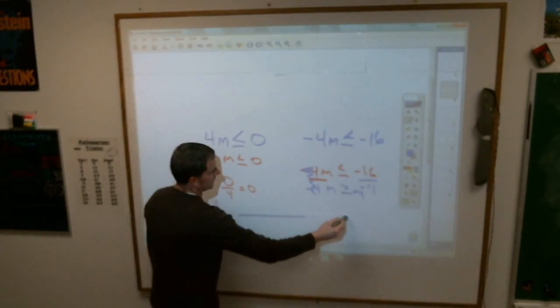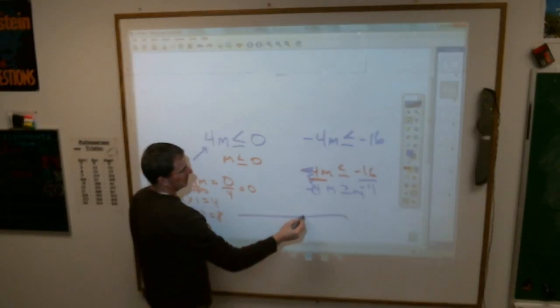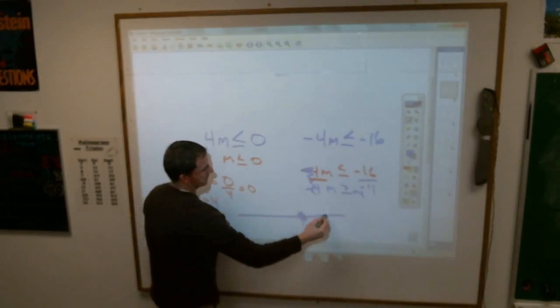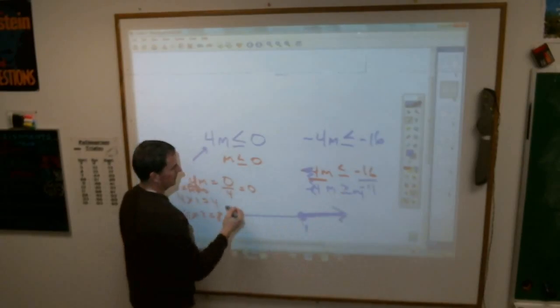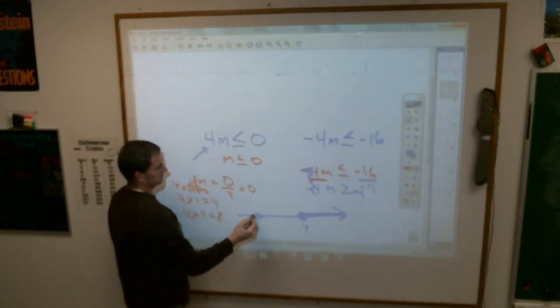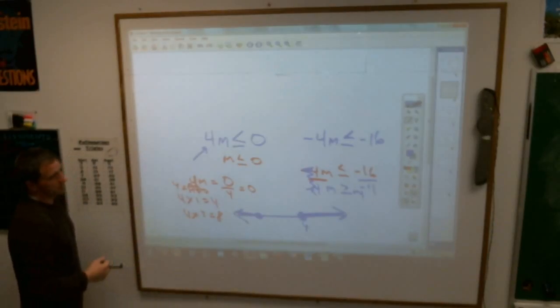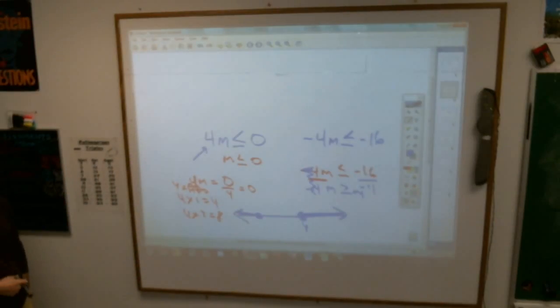So those are my answers. m is less than or equal to positive 4. Yeah, so it's smaller. Does that help any bit more?